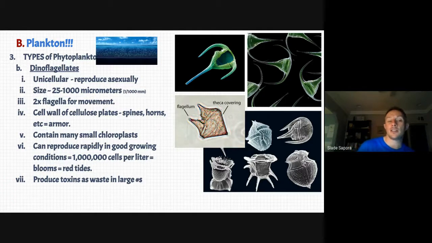They produce toxins as a waste product. Domoic acid is one of the byproducts that they produce just through their general metabolism. It's not a problem when there's only a few in the water, but when there's 1 million per liter in the water, it does become a problem.